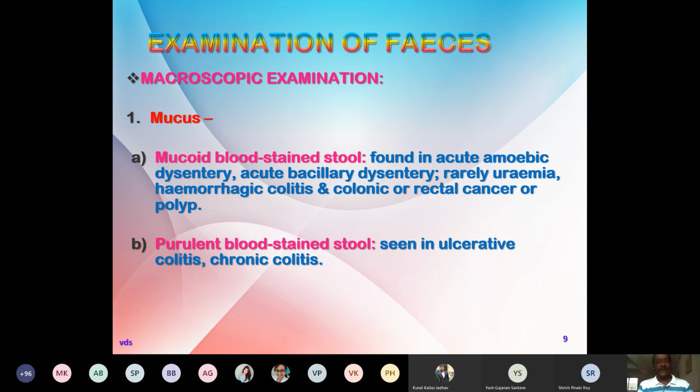Secondly, purulent blood stains too. It is usually seen in ulcerative colitis and chronic colitis. Maybe due to bacterial infection, maybe due to viral infection, or maybe even due to parasitic infection. Particularly in viral infections, cytomegalovirus infection leads to acute colitis, where pus and blood are seen in the feces. In amoebic colitis, purulent blood may be seen. So such conditions may reveal the presence of purulent blood-stained stool. So this is the first important character which you have to observe macroscopically.